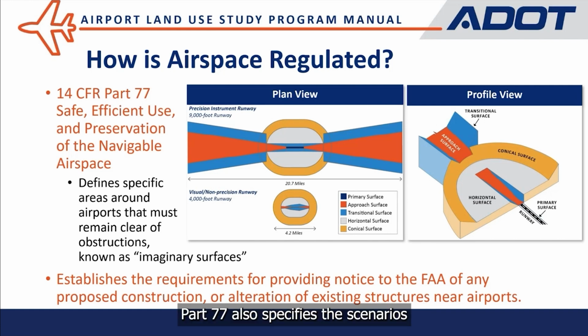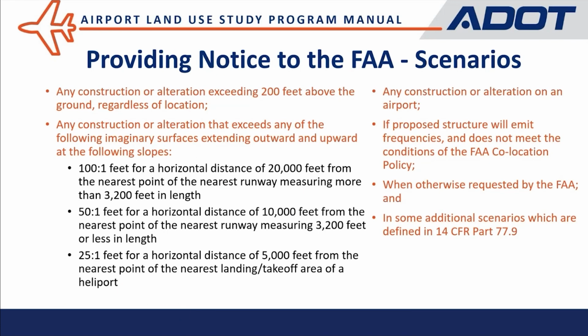Part 77 also specifies the scenarios in which a developer, property owner, or other proponent needs to notify the FAA of any proposed construction or alteration of existing structures. These scenarios include any construction or alteration exceeding 200 feet above the ground, regardless of location. Any construction or alteration that exceeds any of the following imaginary surfaces extending outward and upward at the following slopes.